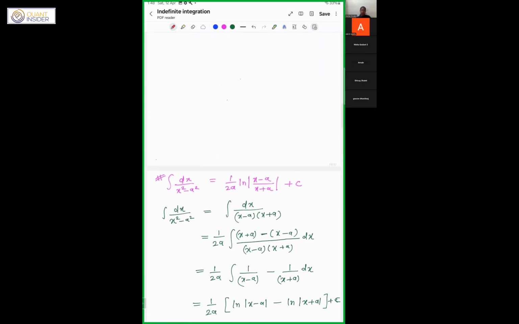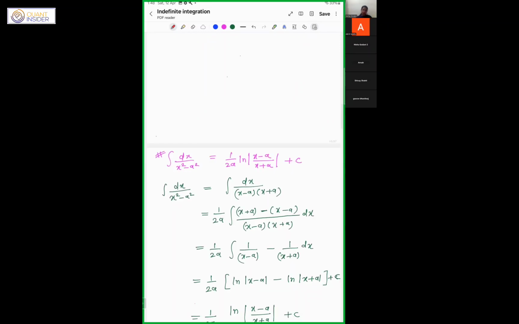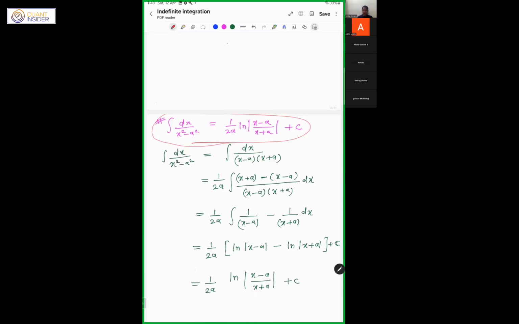Okay, so let's do this next. This is actually a formula. So we'll do examples based on it, but I am going to discuss this one only here. So in this integration formula, you have integration of 1 upon x square minus a square with respect to x. So this is actually what? This is 1 upon 2a ln of mod x minus a upon x plus a plus c. So how to integrate such a function?